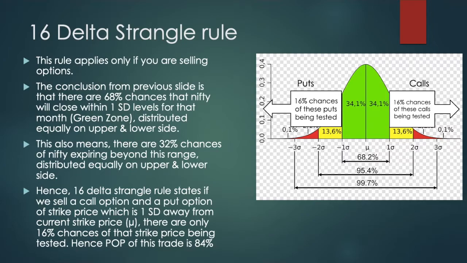So the strategy is simple: identify the one standard deviation level on the call side and on the put side from the current level, and just sell one call option of that strike price and one put option of that strike price. Remember, we cannot sell only one; you have to sell two, one call option and one put option, to make this probability of success 84%, right? So let's understand how to identify this one standard deviation level.